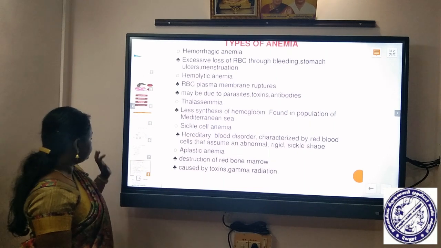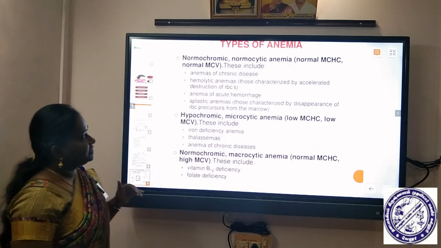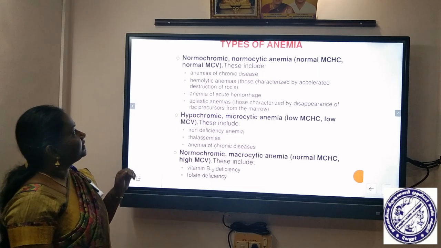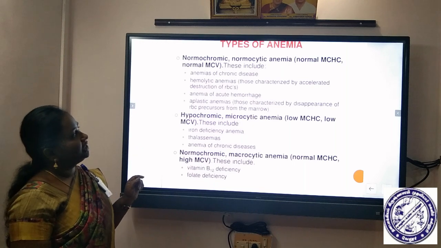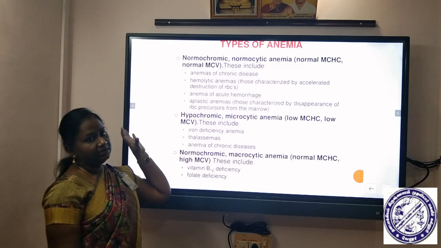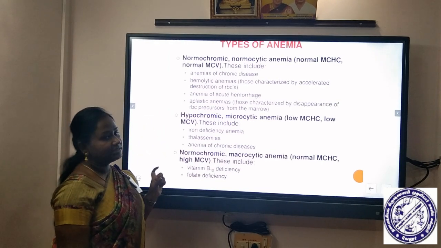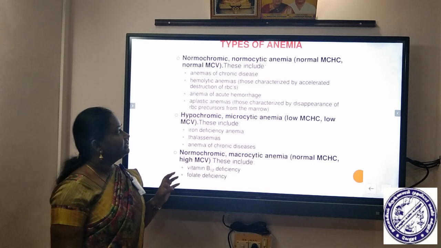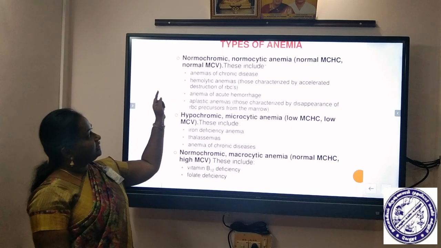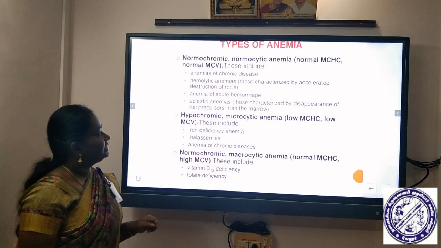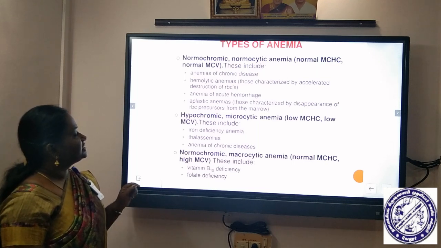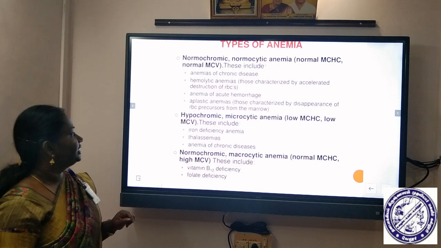And based upon the cellular characteristics of the cells, anemia is classified as normochromic, normocytic anemia. Here normo is normal type of cells, chromic relates to the color of the cell. This includes the anemia of chronic diseases, hemolytic anemias, anemia of acute hemorrhages, and aplastic anemias. So this is normochromic and normocytic anemia.